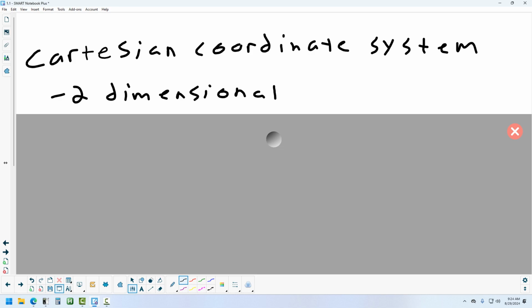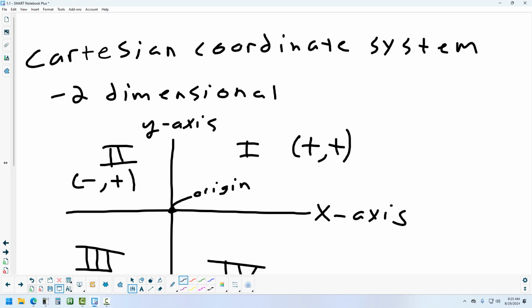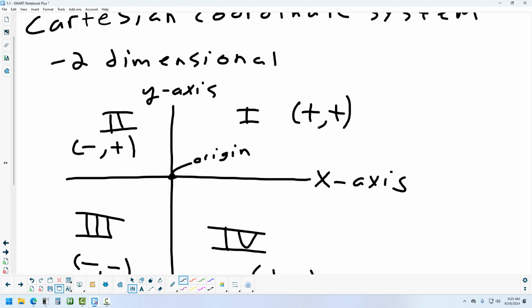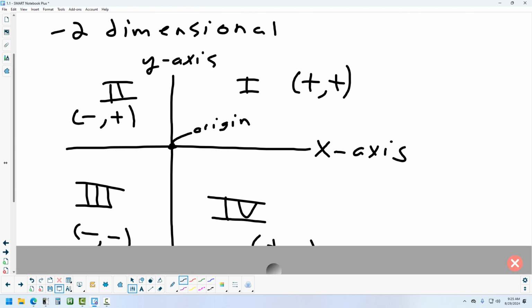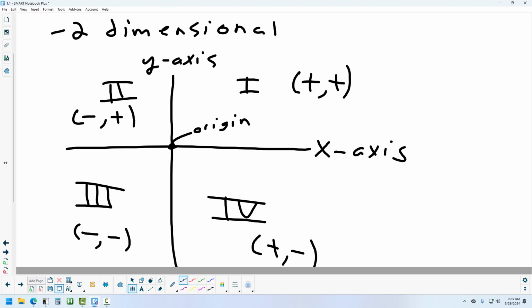And the x and the y-axis, they intersect at a point, and that point has a name. What do we call that, Bella? Origin. And when you draw your x and y-axis, it separates the coordinate plane into 4 regions. What do we call each one of those regions? Quadrants. Quadrants are numbered too. Quadrant 1 starts in the upper right, and they go counterclockwise. 1, 2, 3, 4.